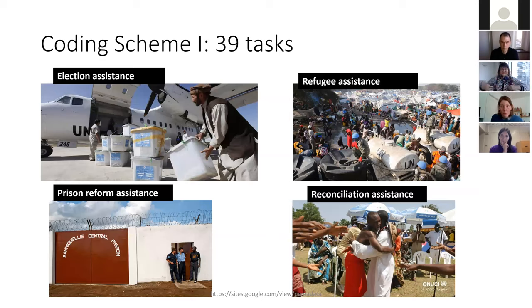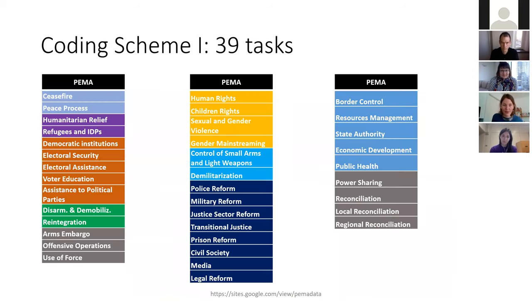We code from these resolutions a comprehensive set of tasks, and we have identified these tasks by a close initial reading of the mandates. And then based on our reading, we have continuously added to a list of tasks, and we arrived in total at 39 different tasks. And here you see a list of the mandated tasks we have coded.